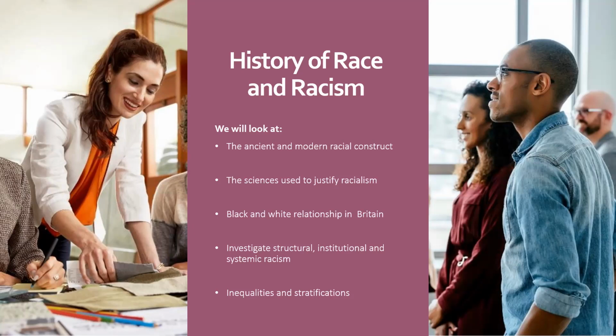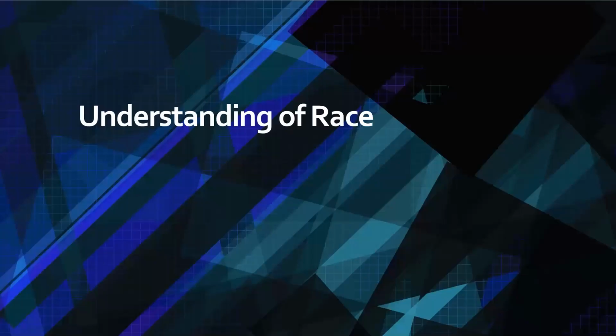We're also going to look at black and white relationships in Britain, looking at it more from a social and labor market perspective, not so much intimate relationships. We're also going to investigate the elements of structural, institutional, and systemic racism, and how that has manifested, especially in the last 20 or 30 years. And we're going to look at inequalities and stratification, their meaning, and how they manifest within society. So we'll make a start.